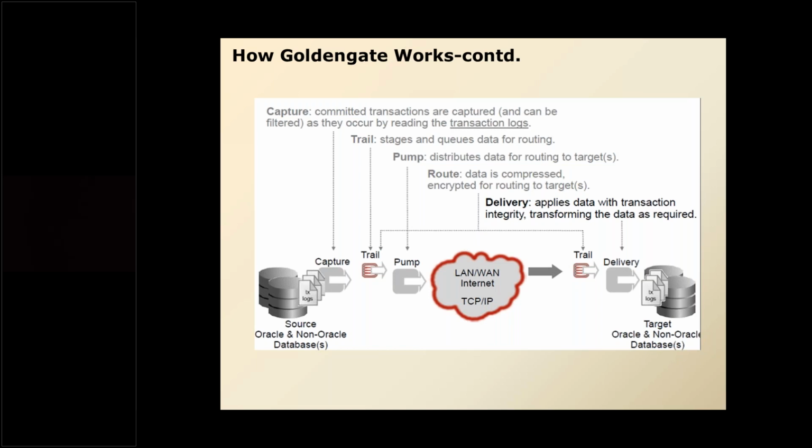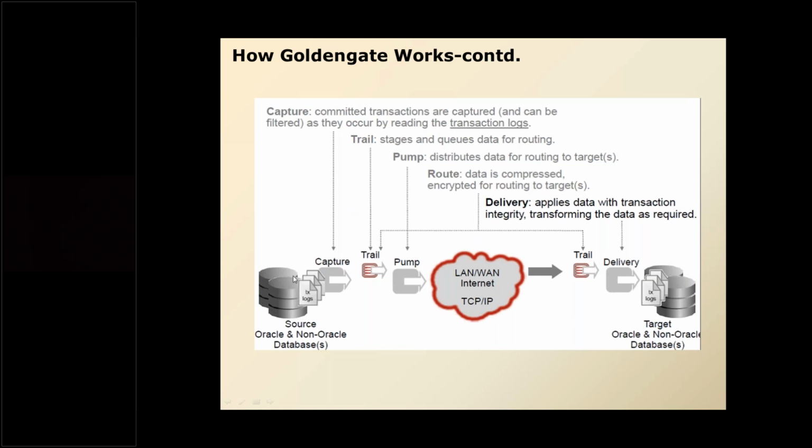Here there is one more process involved, which is a background process. It's known as the collector process, which collects the data on the target database and writes it to the remote trail. Once the data becomes available in the remote trail, the replicate process reads the data out of the remote trail and applies it to the target database. So there are three processes involved: capture, pump, and delivery. One background process is the collector process.